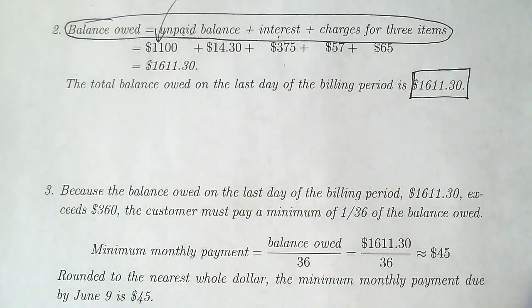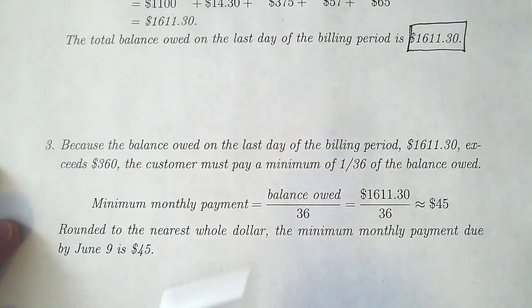Let's look at what part 3 was asking. So if you flip back to it, it says this card requires a $10 minimum monthly payment if the total balance owed is less than $360. That's sometimes how these things go: credit card minimum payments usually have some kind of threshold, so you're paying at least $10. It says otherwise the minimum monthly payment is 1/36 of the balance owed on the last day of the billing period, rounded to the nearest whole dollar. What is the minimum monthly payment due June 9th?